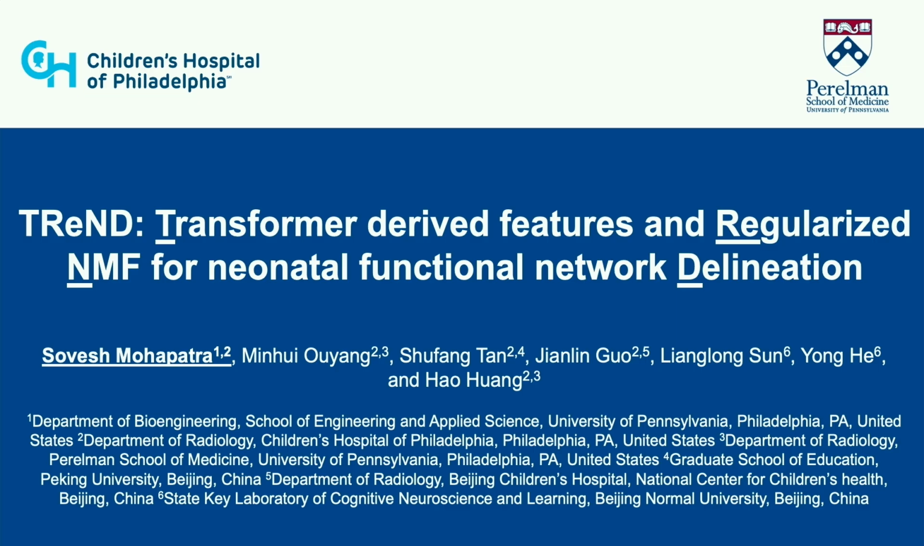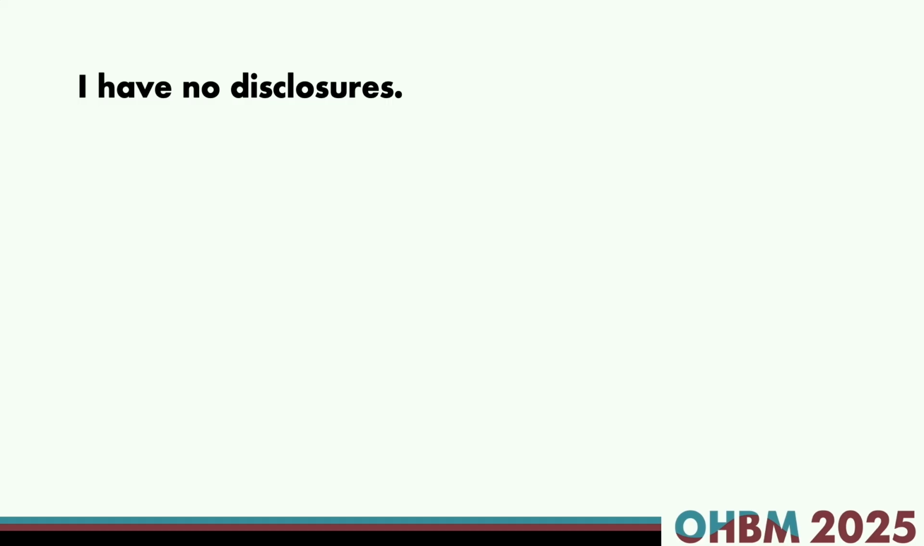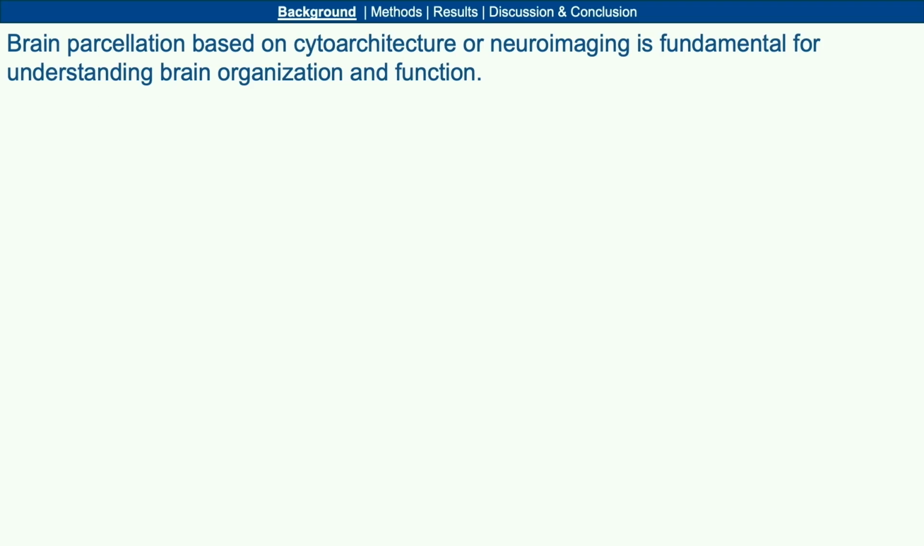I'm Sovesh Mohapatra from University of Pennsylvania. Today I will be presenting TReND, transformer-derived features with regularized NMF for neonatal functional parcellation. This work addresses a fundamental challenge in developmental neuroscience and presents voxel-wise course-level based 7 and 19 networks specifically designed for functional network parcellation of the neonatal brain. I have nothing to disclose.